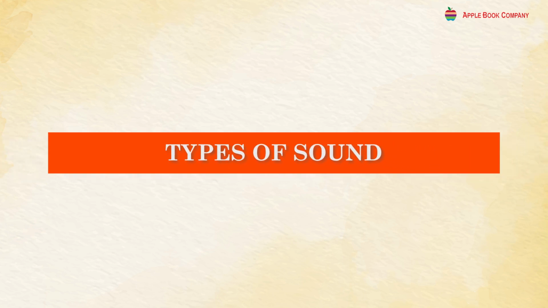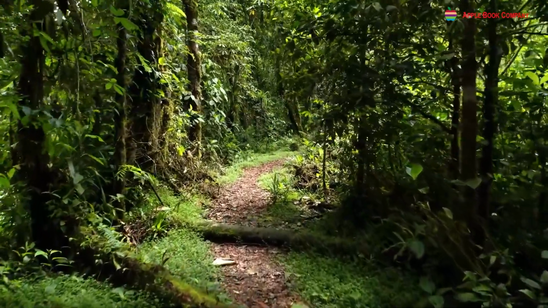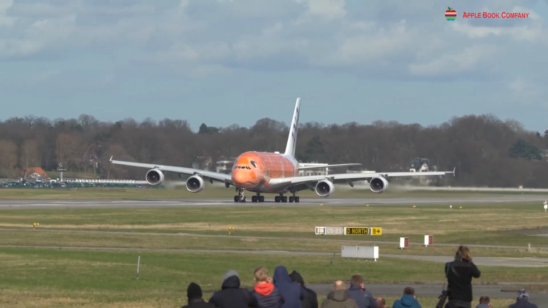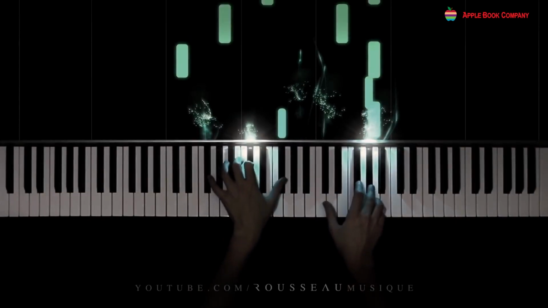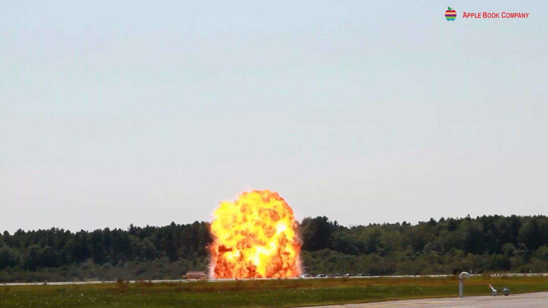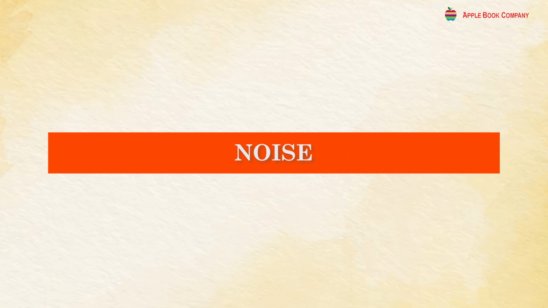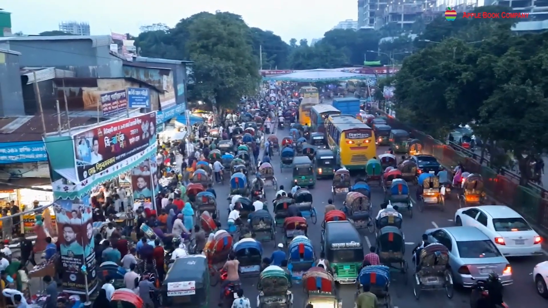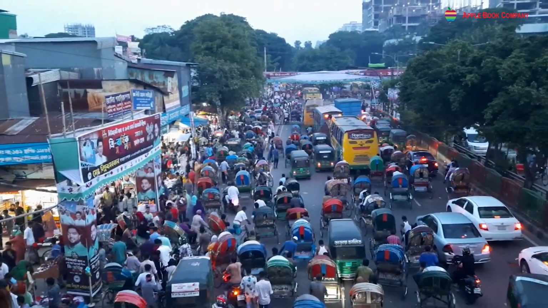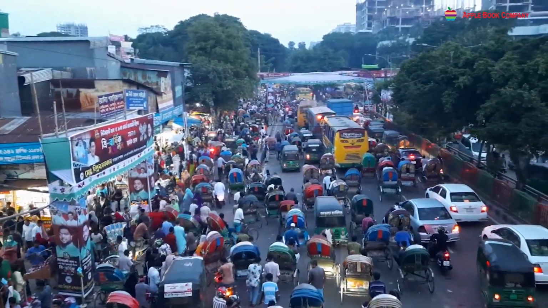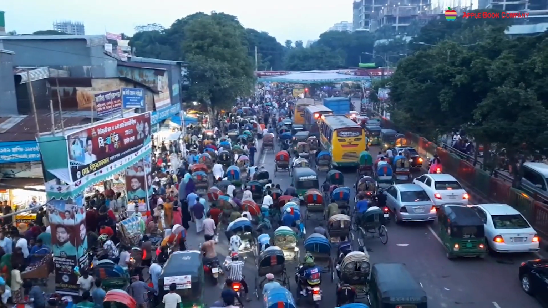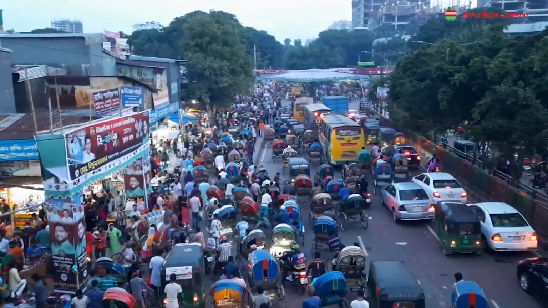Types of sound. We hear different types of sounds. Some sounds are soft, some are loud, some are pleasant, and some sounds are unpleasant. Noise. Sound that is loud and unpleasant to ears is called noise. It produces when everybody in a public place or in your class starts talking loudly at the same time.